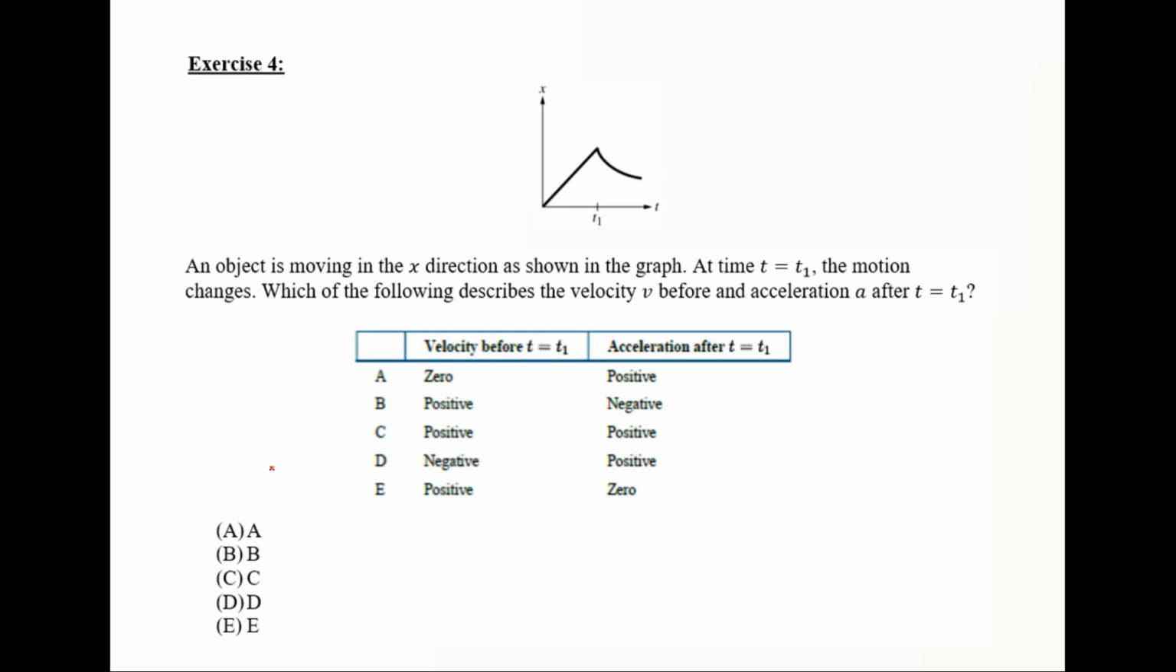Now exercise 4. An object is moving in the x direction as shown in the graph. At time t equal to t1, the motion changes. Which of the following describes the velocity v before and acceleration a after time t equal to t1? Then they have split the graph according to t1. Before t1, we need to discuss the velocity according to this table. And after t1, we need to discuss the acceleration, and this can be done by referring to the slope of the xt graph, because x over t would represent the velocity.